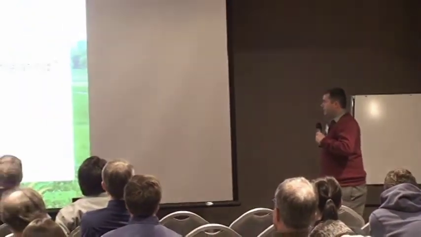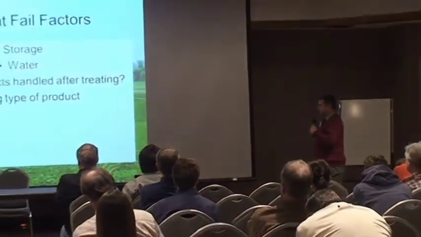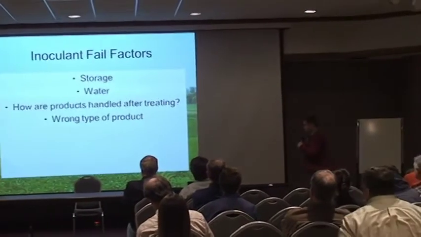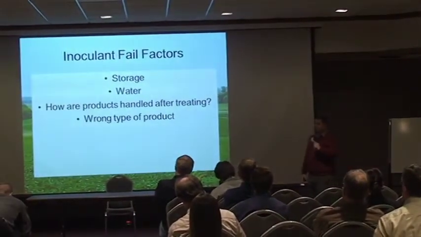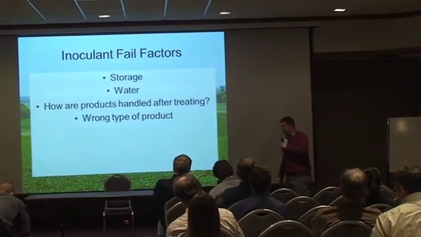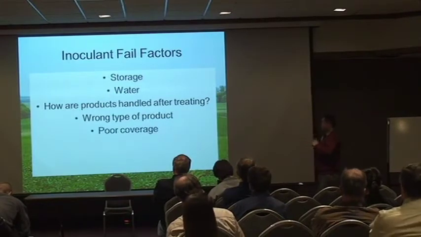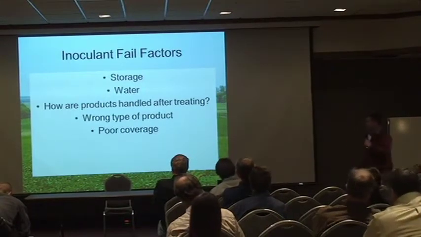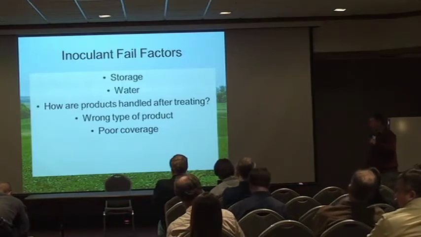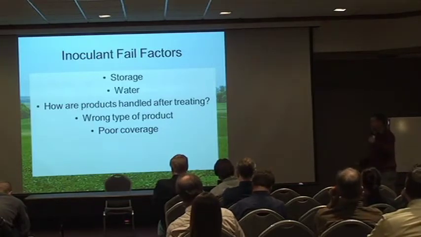The wrong type of product is another issue: soybean inoculant will not nodulate alfalfa, and alfalfa inoculant will not nodulate soybeans. So make sure that you have the right rhizobium to get the job done. Poor coverage is another one. Coverage is key, just like in spraying. If you don't have the inoculant on the seed, it can't get the work done.